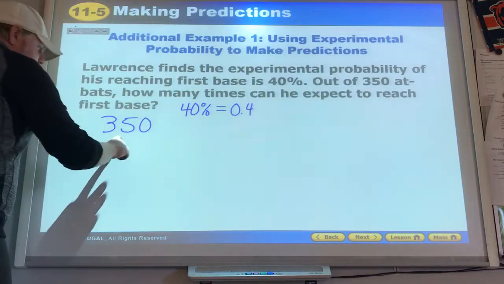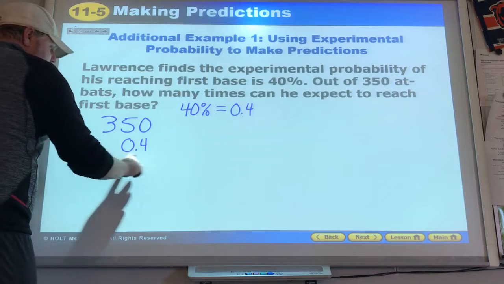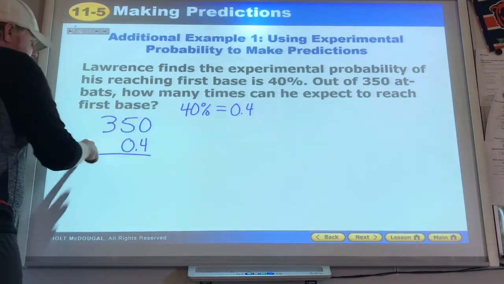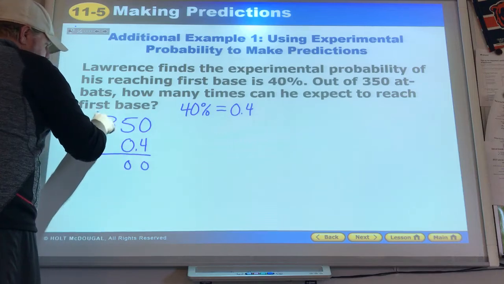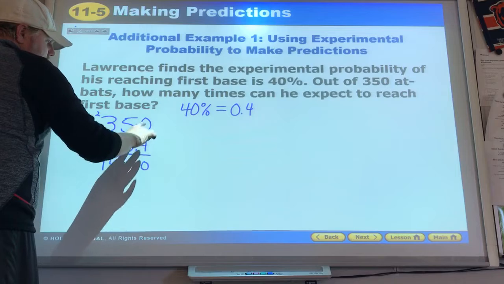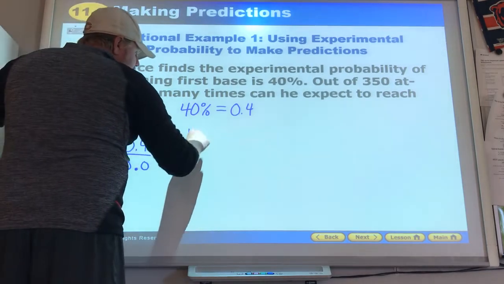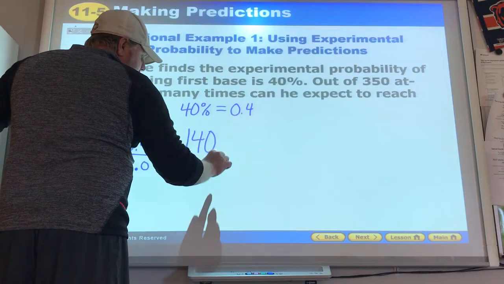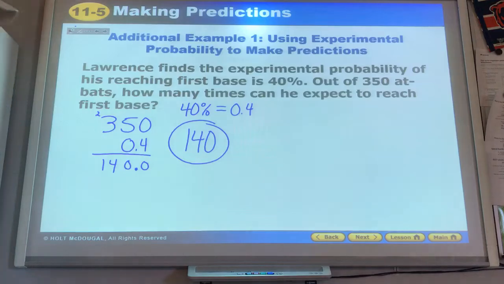If you take the decimal times the total that you want, and you multiply them, that'd be 0.4 times 350. Move this 1 spot. 140 is the amount of times he would reach base. About. That's his estimate, that's his prediction.